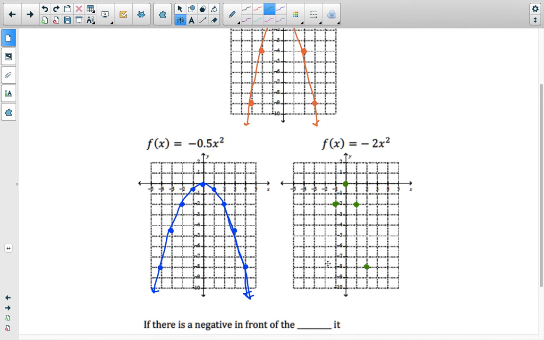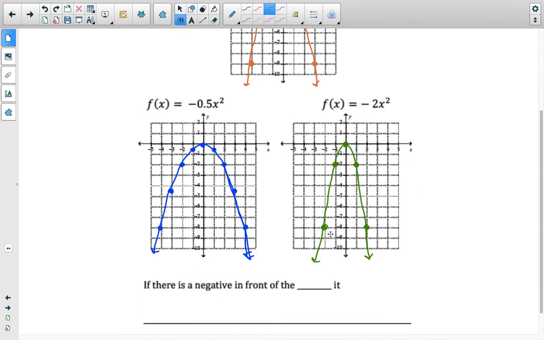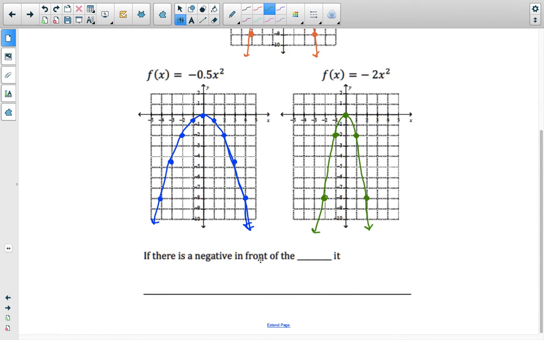And using symmetry, we can say negative 2, negative 8 as well. We can't go any further because 3 would give us 9, and then we'd have negative 18, which is too far off the graph. So we would have our parabola facing down again, and when it was 2x squared, all of the y values were the positive of it. But now that we have a negative, all of our y values turn to negatives. So if there is a negative in front of the x squared, so if your leading coefficient is negative on the x squared, it flips the parabola.